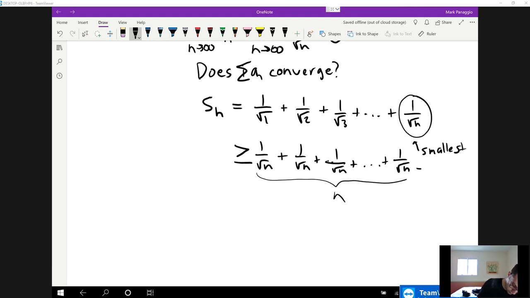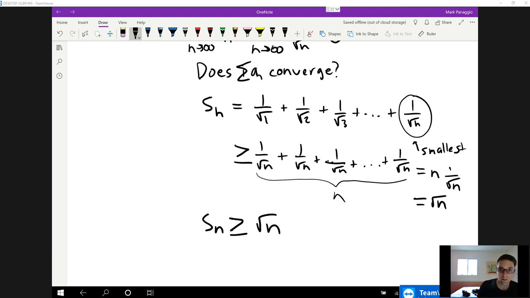And so this is just equal to, well, if we're adding up the same thing n times, that's just n times 1 over root n, which is, if you take n divided by the square root of n, you just get the square root of n. So these partial sums are bigger than root n. That's something that we've just proven through this brief argument.